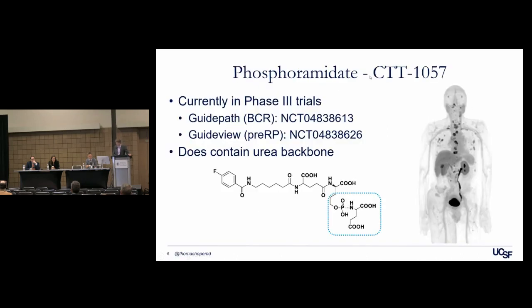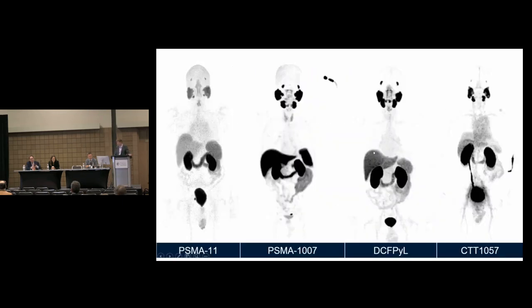The only other compound out there is CTT 1057. This has a different binding moiety, so it's actually a phosphoramidate moiety which binds to PSMA in a different way. It's an inhibitor rather than sort of an agonist, and it's also now entering phase 3 trials in the US as well. So you can see there's a lot of these agents. There's 2 FDA approved and more coming down the pike.